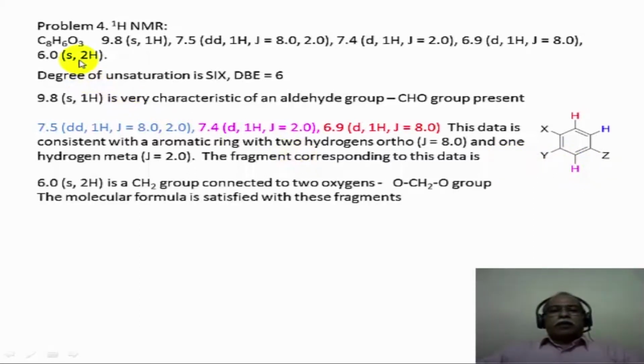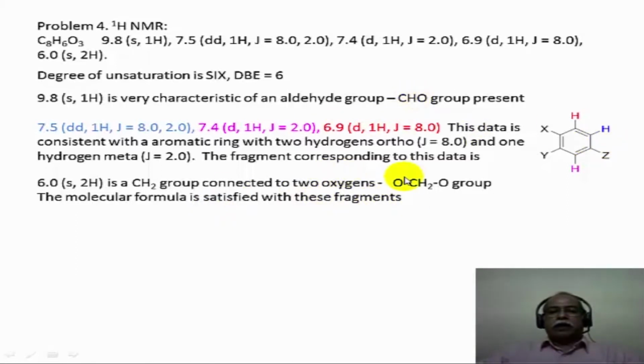Now the 6.0 singlet with 2 hydrogen intensity would only be a di-substituted methylene group. Since there are oxygens present in this molecule, it can only be dioxygen substituted. In other words, a methylene dioxy group is what is present in this molecule. The molecular formula is now satisfied with all these fragments.